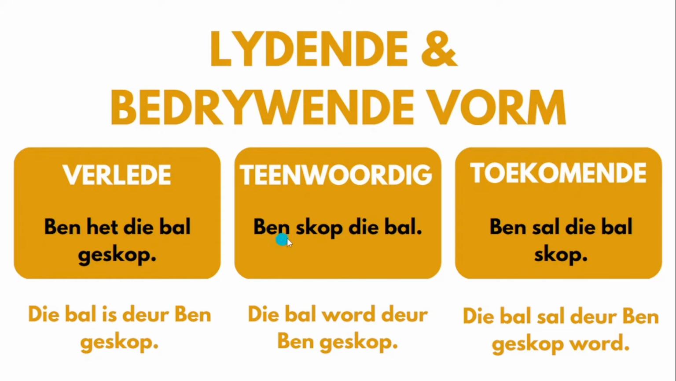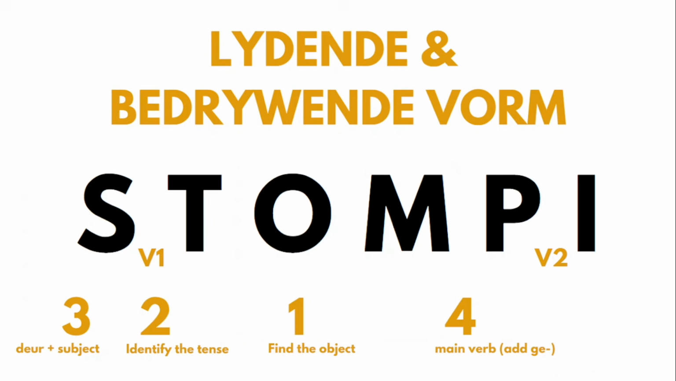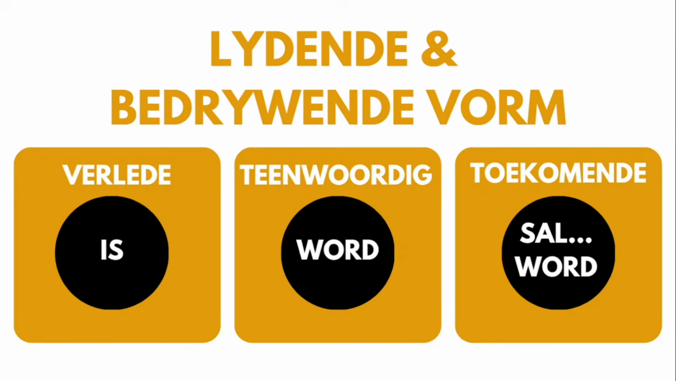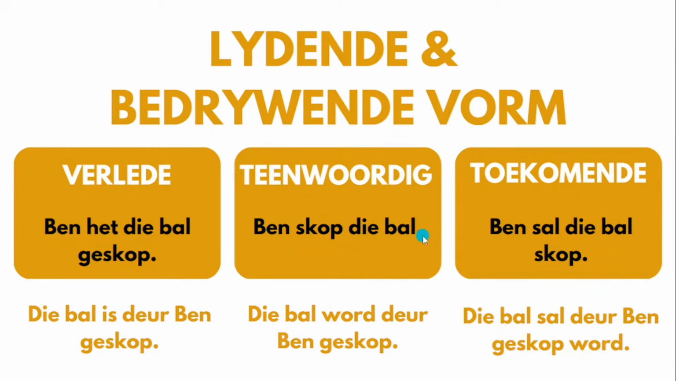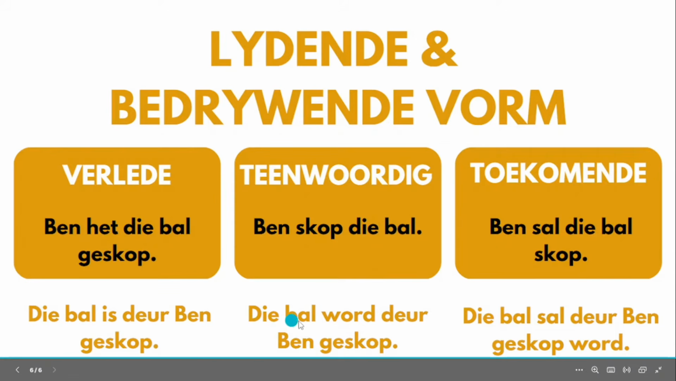Ne? So that will be our subject. This will be verb 1, and die bal would be the object. So what do the rules say? The rules say we need to start with finding the object. So finding the object, die bal. And that's what we're going to start with, die bal.